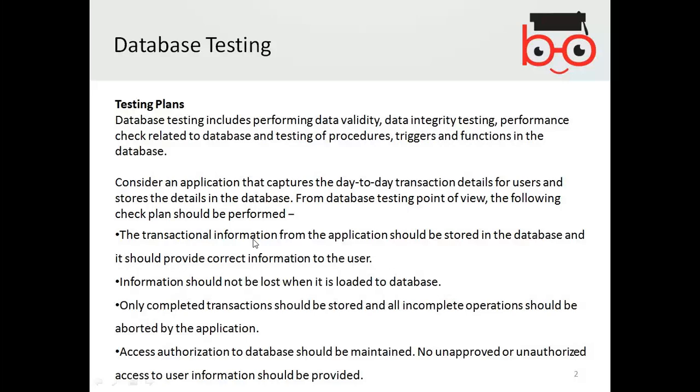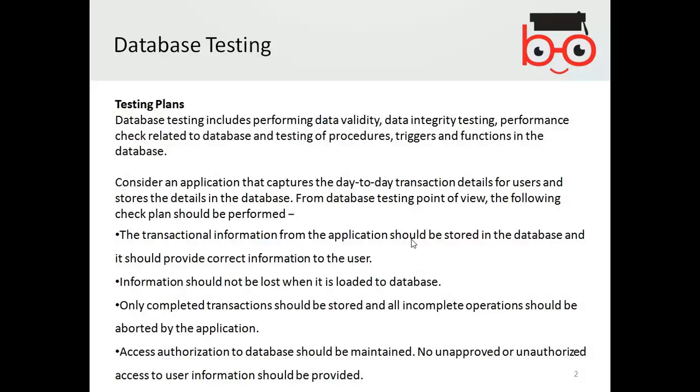The transactional information from the application should be stored in the database and it should provide the correct information to the user. For example, if the user is not getting the correct and updated information from the database, it means the database is not working. Information should not be lost when it is loaded into the database. It shouldn't be the case that you stored certain data into the database, then some of the records were missed, lost, or corrupted and you got a loss.